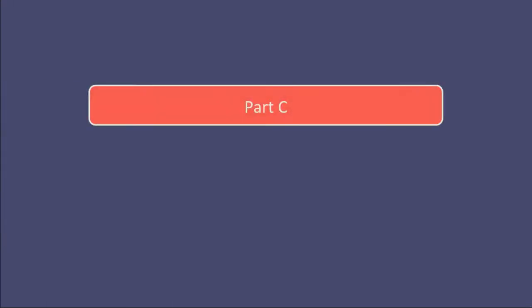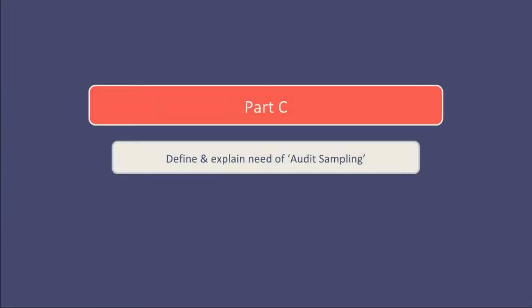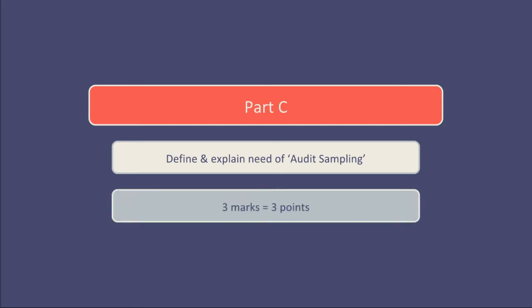Finally, Part C asks you to define what is meant by audit sampling and explain the need for this. A well-prepared candidate should have no problem with this part of the question and should spend around 5 minutes to complete it.